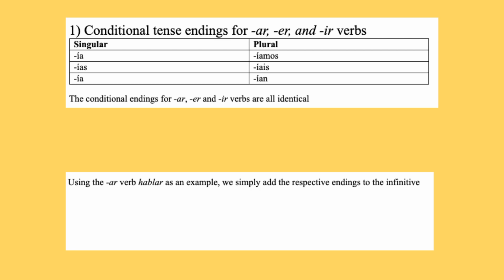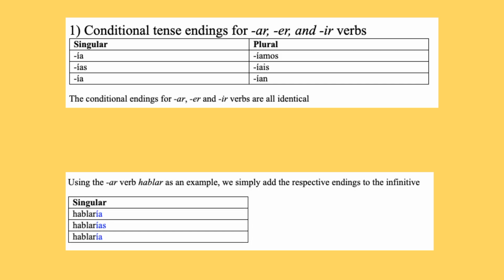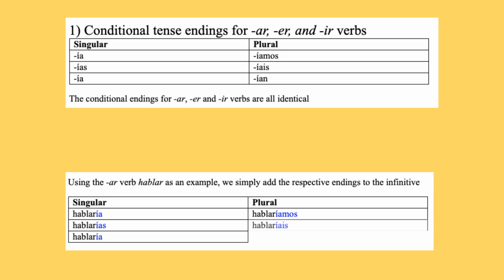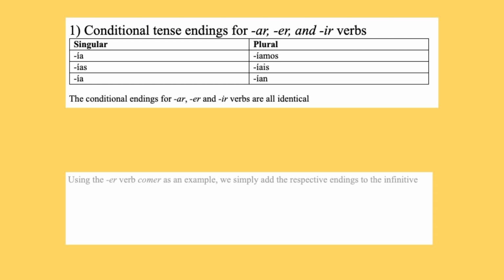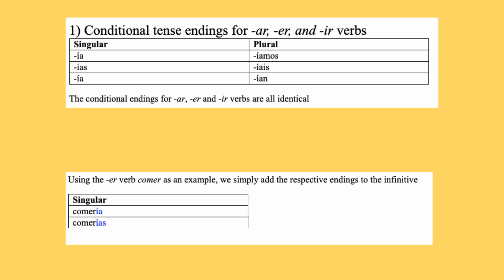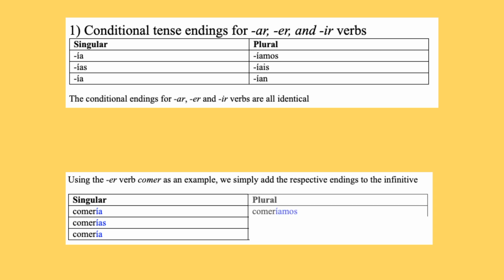We take this infinitive and simply add the respective conditional endings we see above. Again, very similar to the future conjugational pattern. We have hablaría, hablarías, hablaría, hablaríamos, hablaríais, hablarían. For the ER verb comer, we again take the infinitive and simply add the respective conditional endings we see above. Comería, comerías, comería, comeríamos, comeríais, comerían.